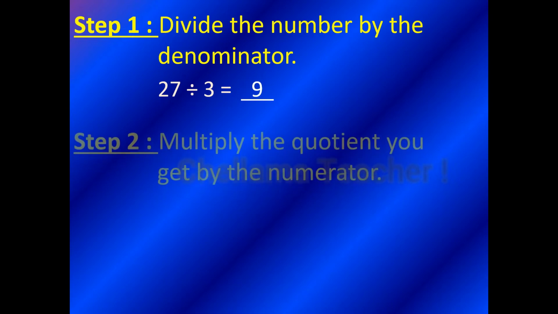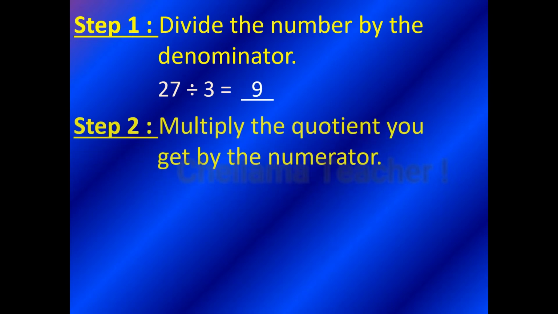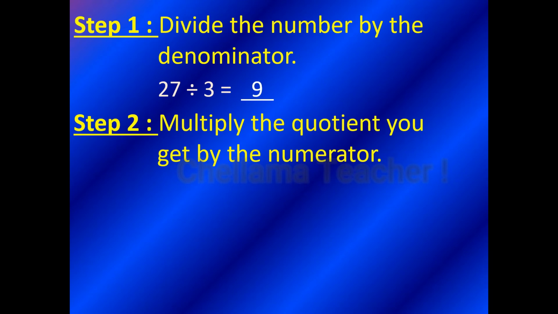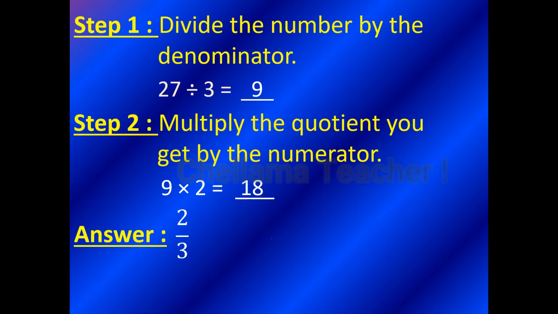Step 2. Multiply the quotient you get by the numerator. So this 9 is to be multiplied with the numerator 2. The answer is 18. So the final answer is 2/3 of 27 is 18.